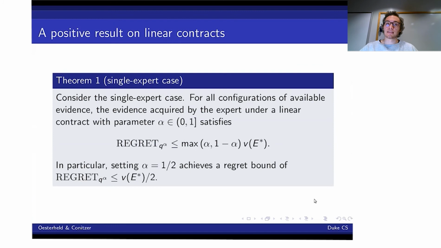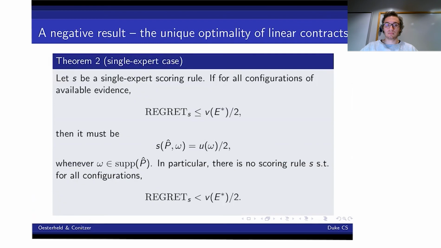And to make this bound as tight as possible, we can let alpha be 1/2. So that would mean that the principal just gives half of the project to the expert, and then the regret is at most the value of information in the first best solution divided by 2. Okay, that was a positive result, though the regret bound isn't particularly good, but it's a positive result.